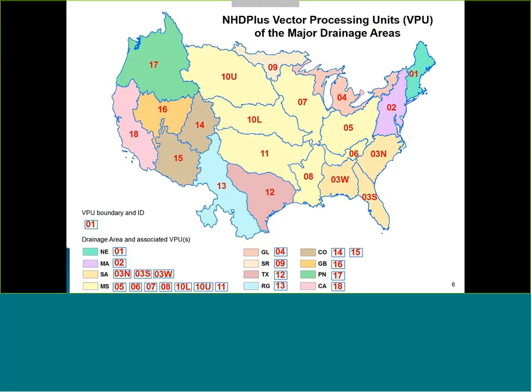This map shows the boundaries outlined in blue and the VPU IDs in red letters. The colored areas on the map are the same major drainage areas of the distribution units we saw previously. And notice how some contain more than one VPU.